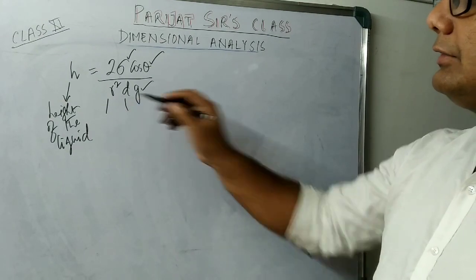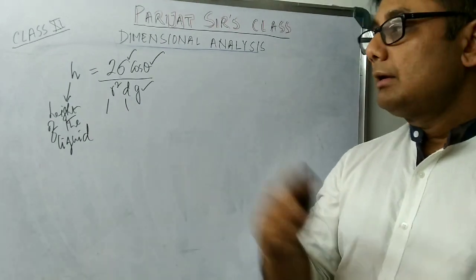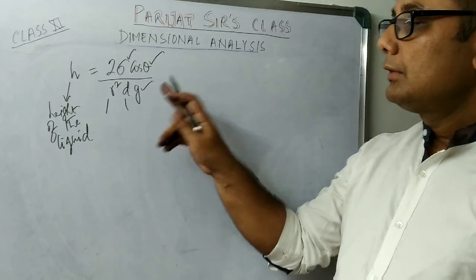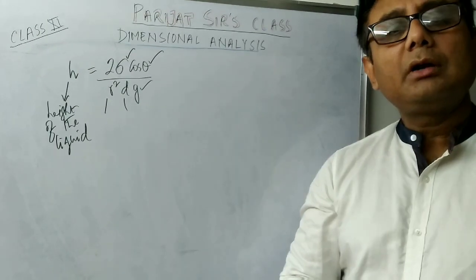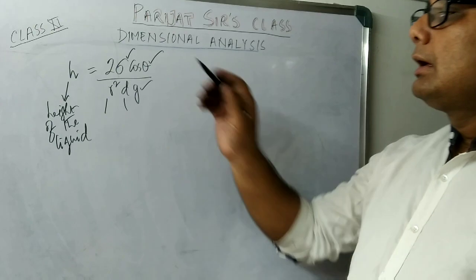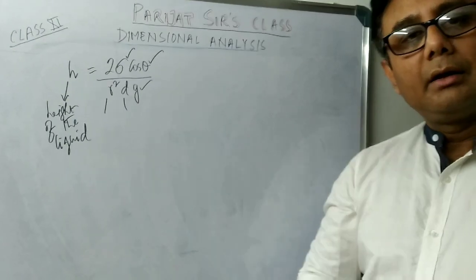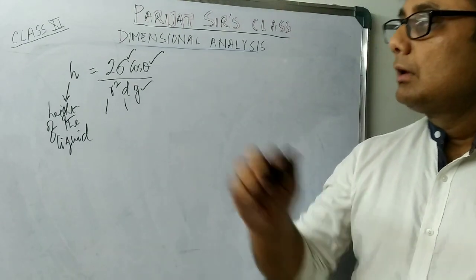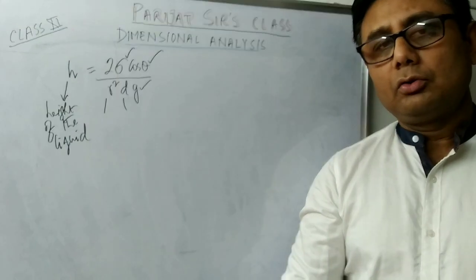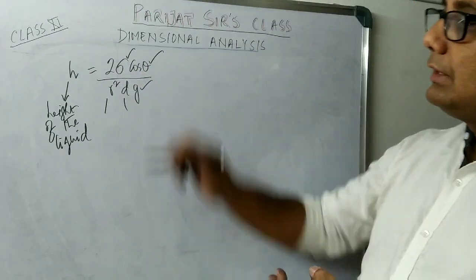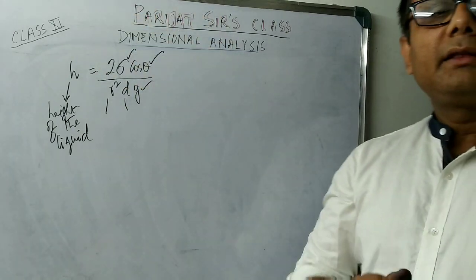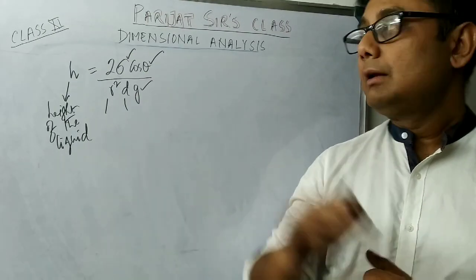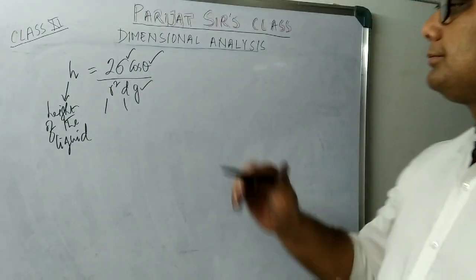So radius is measured in what? Length. Density, I just now told you, it will be m L to the power minus 3. Acceleration is what? L T minus 2. Cos theta, theta does not have any dimensions. Surface tension, I told you, is force per unit length. And 2 is a constant, so 2 will not have any dimensions. So let's see whether this side and this side, the dimensions are correct or not. If the dimensions on both sides do not match, then this formula is wrong. So let's see.